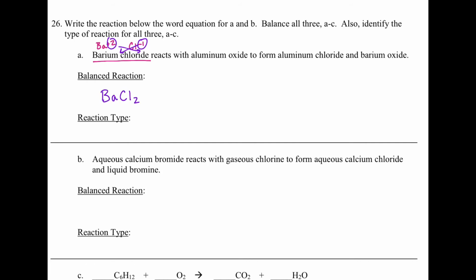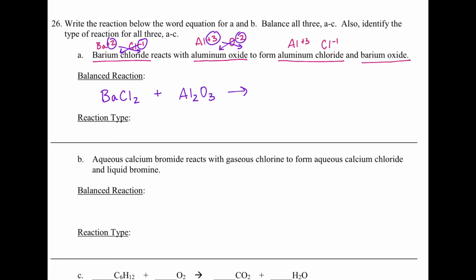Now, it says it reacts with, so we're going to put a plus sign, aluminum oxide. Once again, aluminum oxide has no prefixes, so that means I need to worry about charges. Aluminum is in the group that always had a +3 charge. Oxide is oxygen, which always has a -2 charge when it's an ion. So again, if we crisscross our charges, aluminum oxide would be replaced with Al2O3. To form, so there's our arrow, aluminum chloride. So once again, I need my ions. So aluminum still has that +3 charge. Chloride is in the group that was always -1.